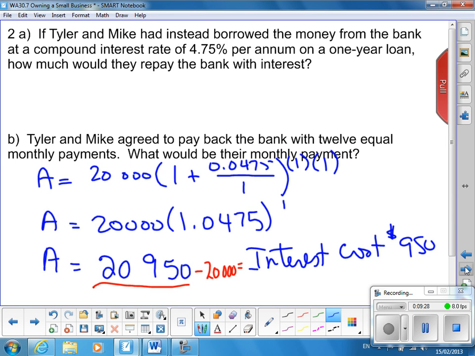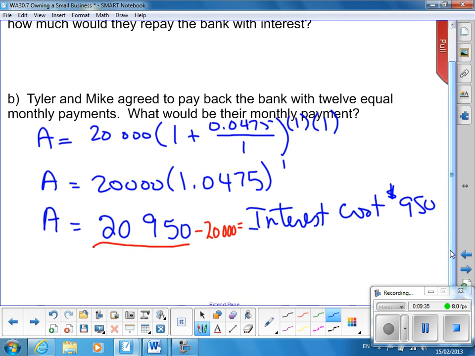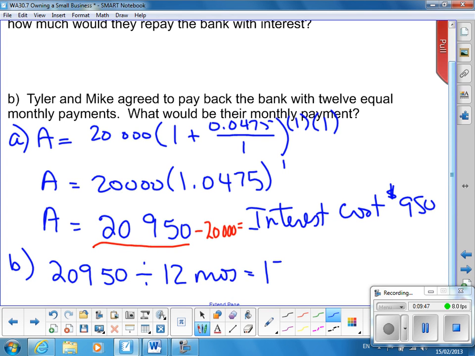Okay, and Tyler and Mike agreed to pay back the bank with 12 equal monthly payments. So what would their payments be? Simple division, take the total amount you have to pay back, divide by 12 months, and you're paying $1,745.83 per month.